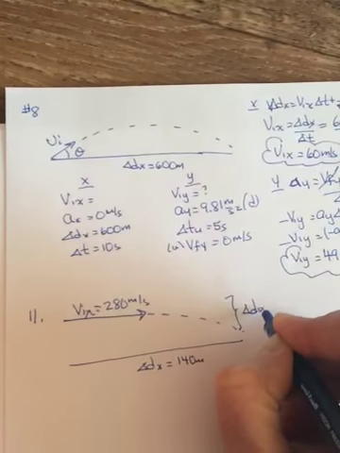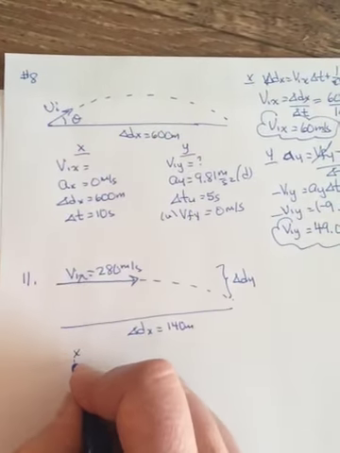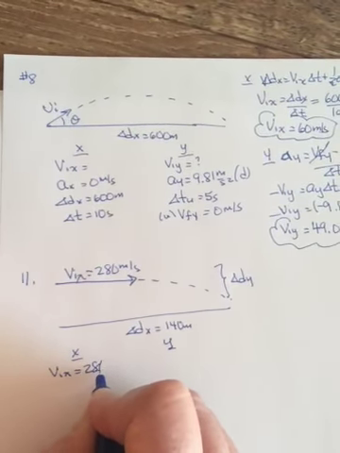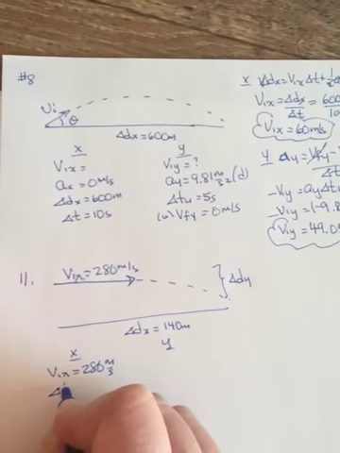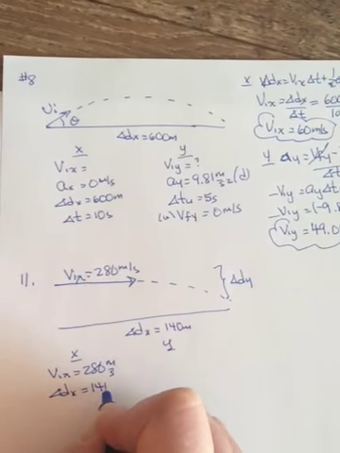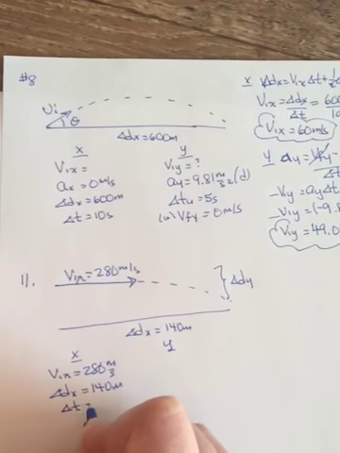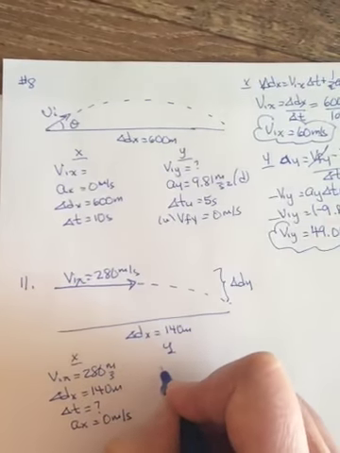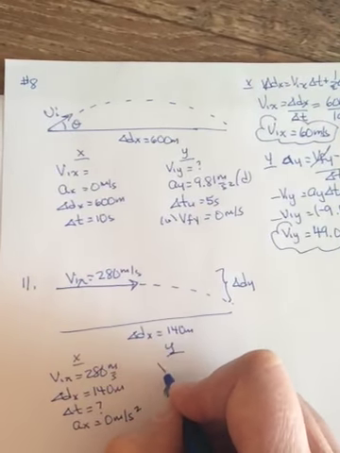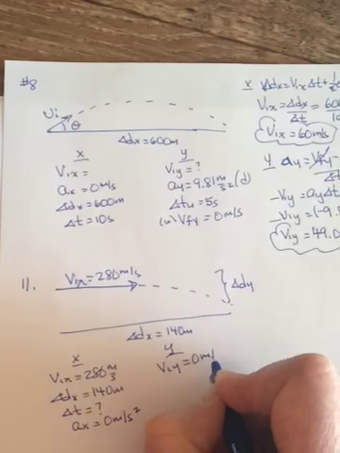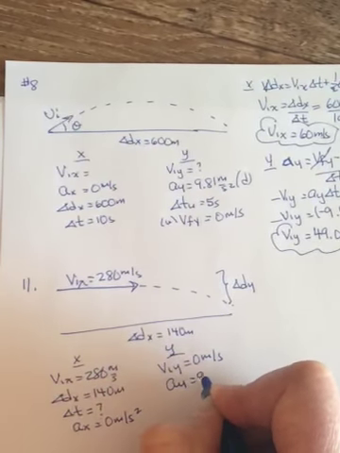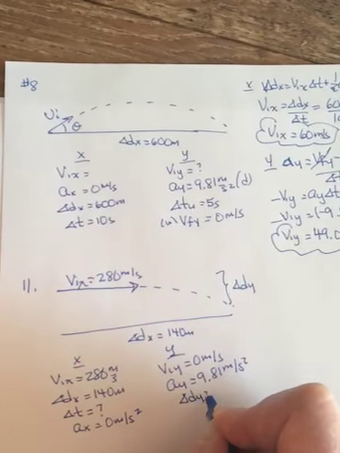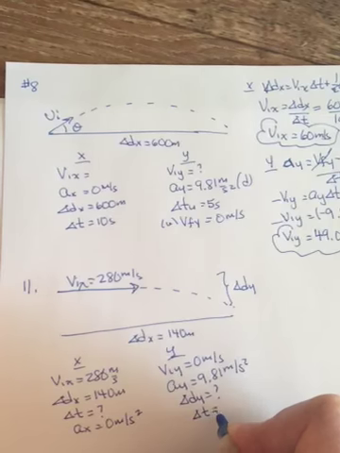What is delta dy? Okay, so if you break into x and y, vix, 280 meters per second, delta dx, 140 meters, don't know delta t. ax, of course, is 0. In the y direction, viy is 0 because it's a horizontal projectile. ay is 9.81 meters per second squared. Looking for delta dy, also don't know delta t.